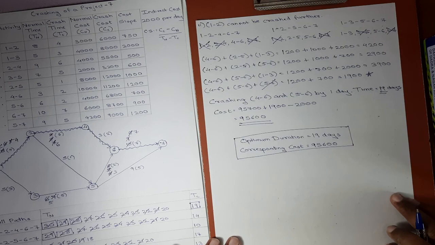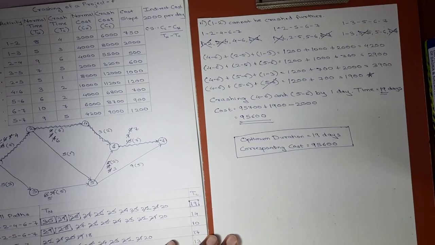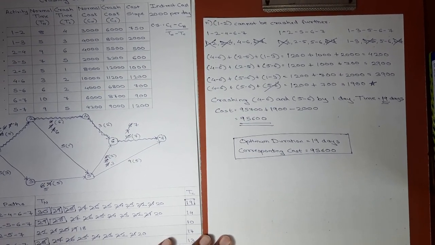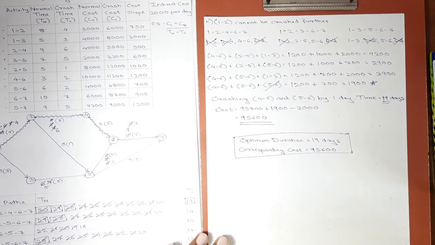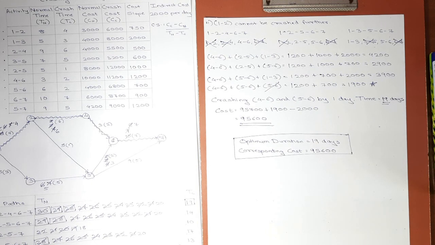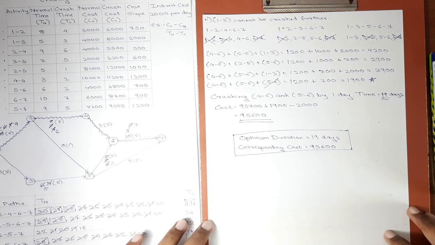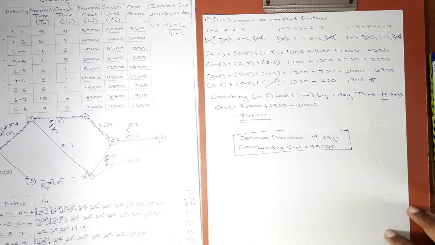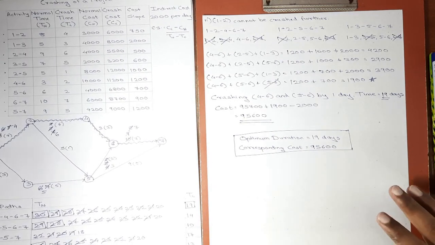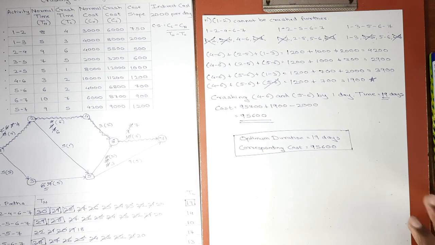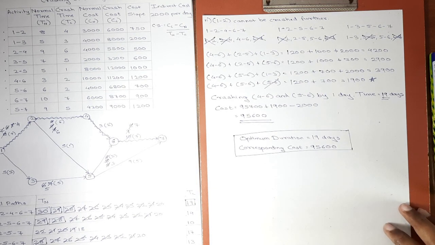So that's all, friends. Now if you see, this problem was quite lengthy, but it covered all the aspects of crashing. It was necessary to make all the combinations and then choose. Please watch this video again if the steps are not clear, and try to solve this problem on your own. If this problem is clear to you, I assure you that you will be able to solve any problem of crashing without making any mistake.